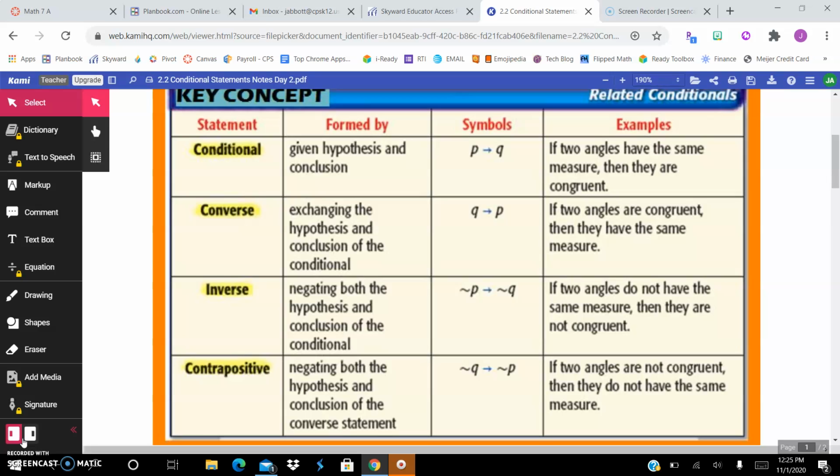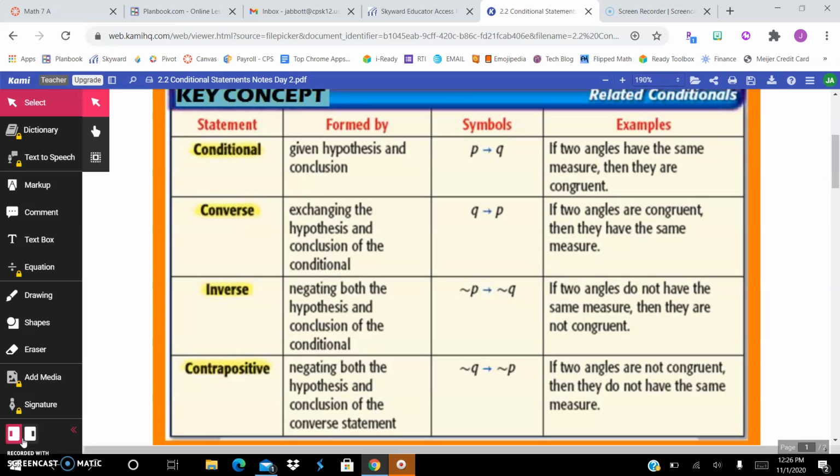The inverse of the conditional statement is negating both the hypothesis and the conclusion. If two angles have the same measure, then they are congruent was our conditional. If we negate both pieces, we would say: if two angles do not have the same measure, then they are not congruent. So, the opposite of both pieces.